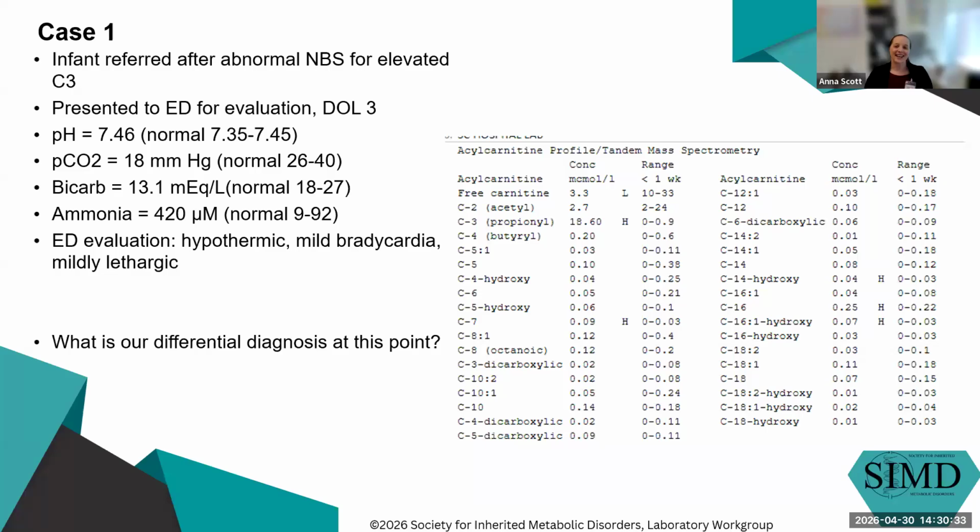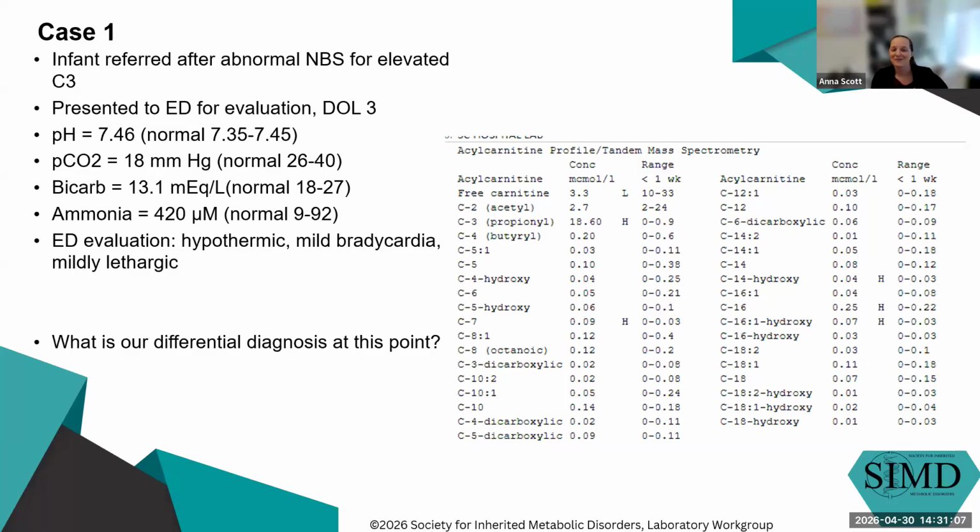This is an infant, case 1, referred for an abnormal newborn screen for elevated C3. Kiddo was at home at time of the newborn screen result call out, so presented to the emergency department for evaluation. I'm not going to read all this stuff, but the basics are starting to develop clinical concerns. We've got an elevated ammonia at 400. The ED, their evaluation was that the kiddo was slightly hypothermic. There was mild bradycardia, mild lethargy, particularly after feeding.